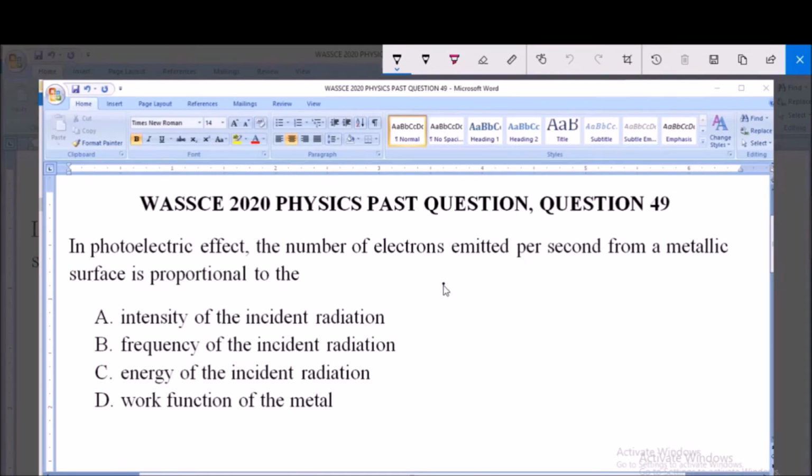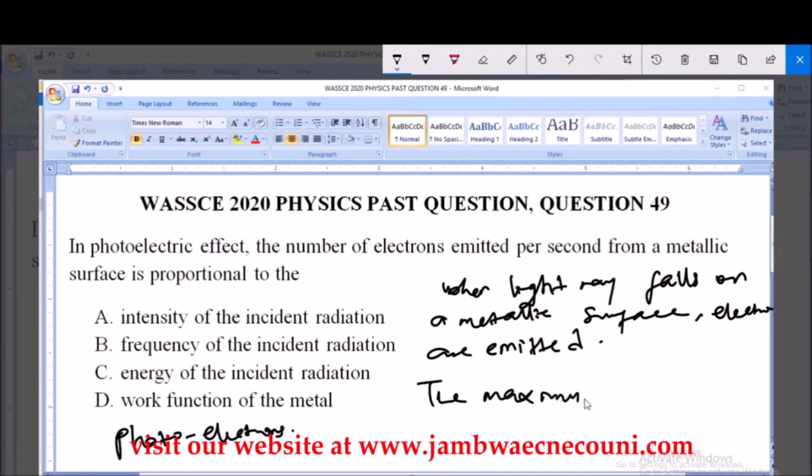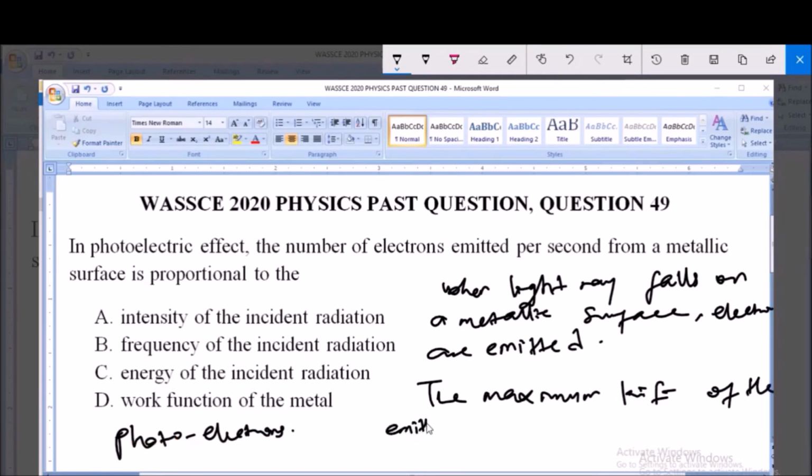Now, in a photoelectric effect, when light falls on a metallic surface, electrons are emitted. Now these emitted electrons are what we call the photoelectrons. Now the maximum kinetic energy of these emitted electrons, or the photoelectrons, is independent of the intensity of the incident radiation.